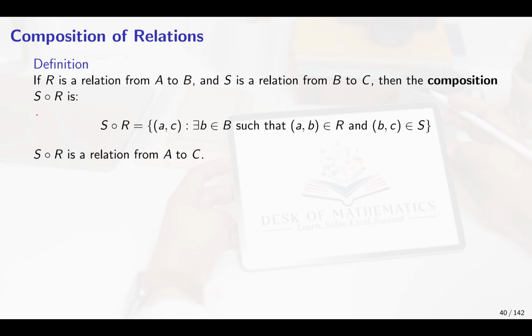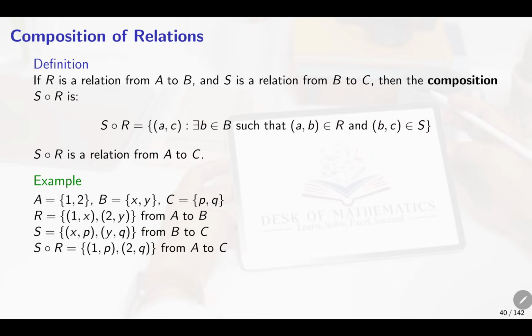What is the composition of relations? If R is a relation from A to B and S is a relation from B to C, you can make a composition if you have a common element B, such that A comma B is in R and B comma C is in S, then A comma C is in the composition. For example, A is 1 comma 2, B is X and Y, C is P comma Q. Define R from A to B as 1 to X, 2 to Y, and S from X to P, Y to Q. Now you can define S of R: 1 is with X and X is with P, so 1 with P will come, 2 with Y, Y with Q, so 2 with Q will come. Okay, good.